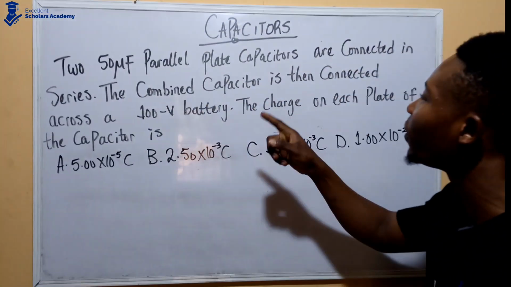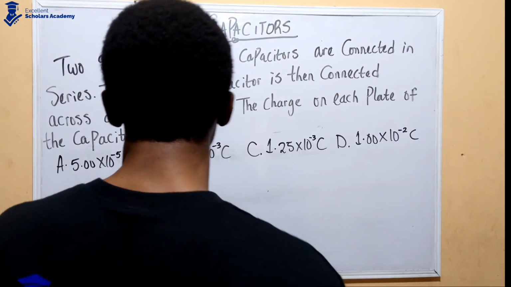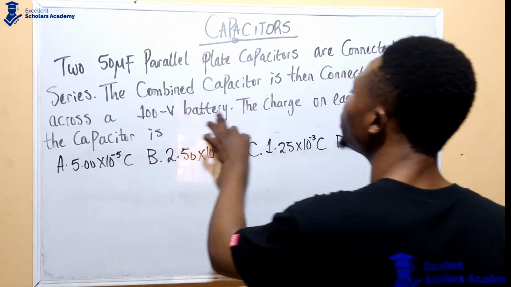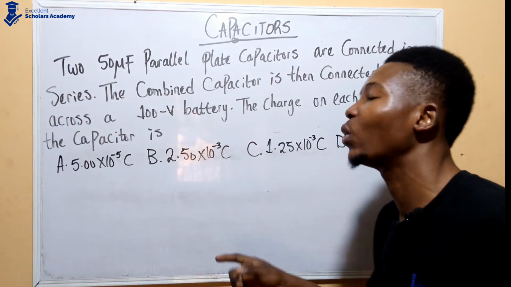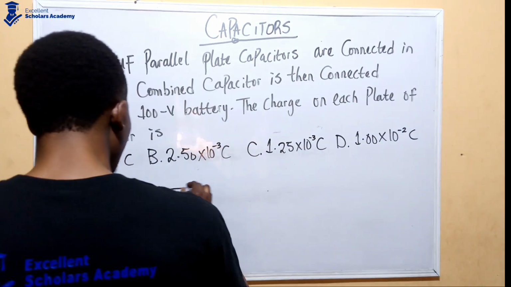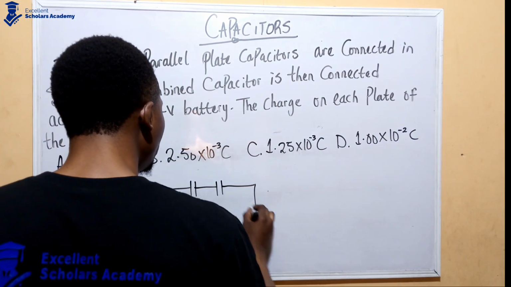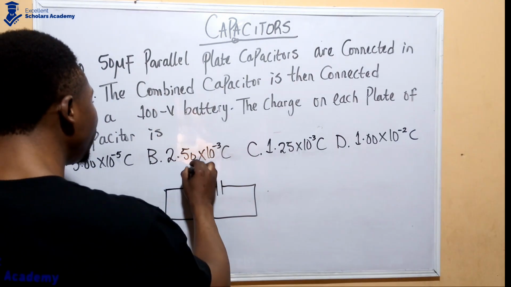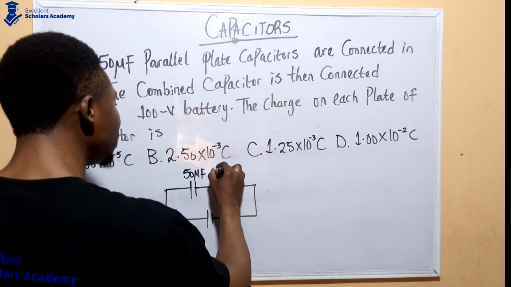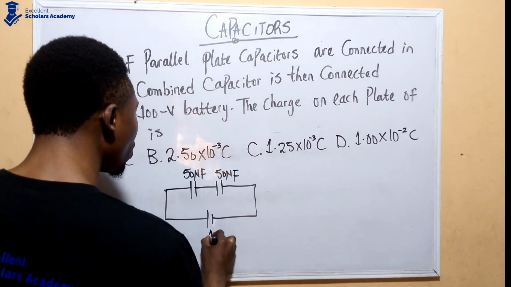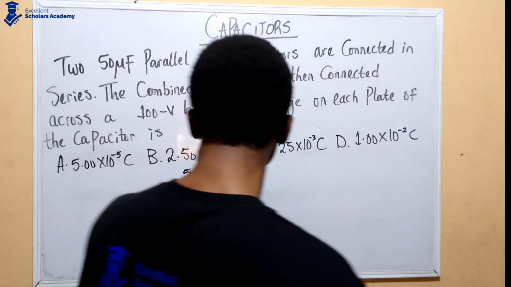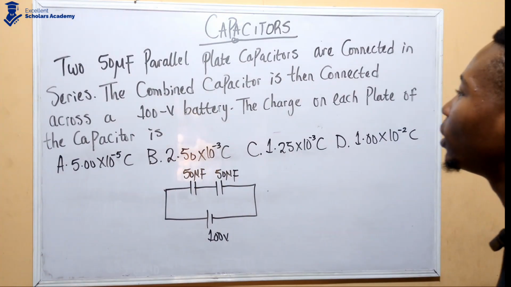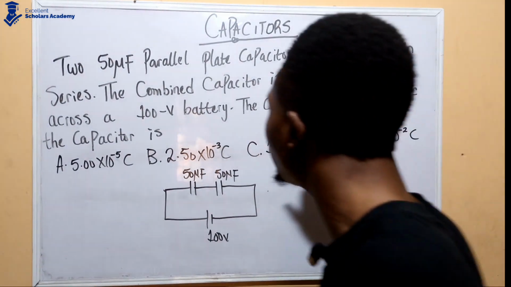Two 15 microfarad parallel plate capacitors are connected in series. The combined capacitors are then connected across a 100-volt battery. The charge on each plate of the capacitor is, now, of course, you know that the same charge flows through capacitors connected in series. So this is 50 microfarad, this is 50 microfarad, and they are connected across a 100 volts battery. So the same charge that flows here is the same charge that flows also through this capacitor. So we're asked to find the charge on each plate of the capacitor.